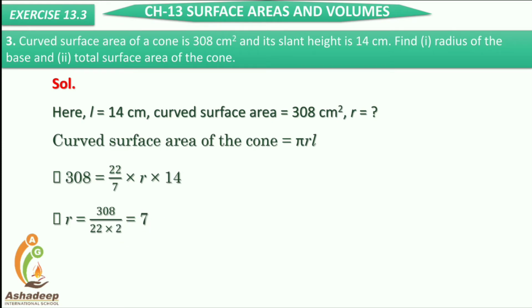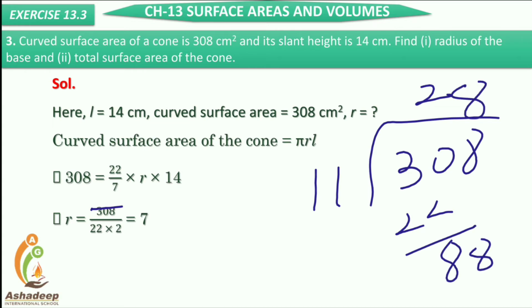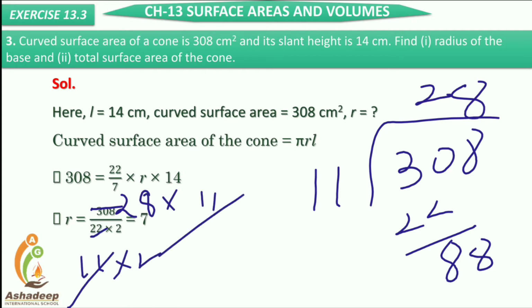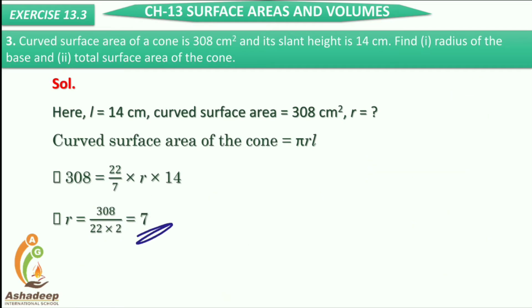How did it come? See, this is divisible by 11. So 308 divided by 11. So 11 2s are 22. 8 8s are, so 28. So 28 11s are, and this is 11 2s are 11, cut. Right? This is 7 4s are, so 4 and this 4 below also cut. So the answer is what? 7. So this 7 is the answer. So radius is 7. So hence the base radius is 7.